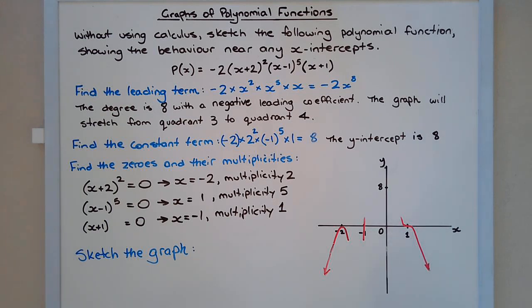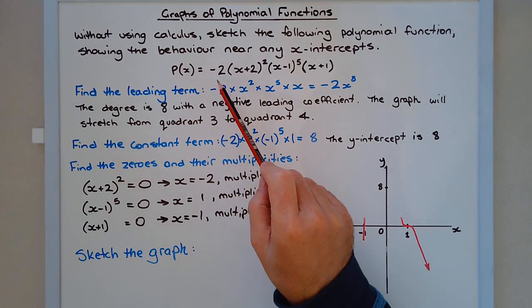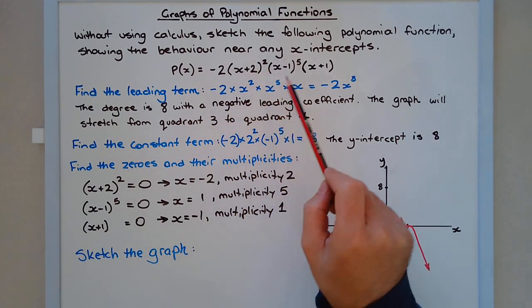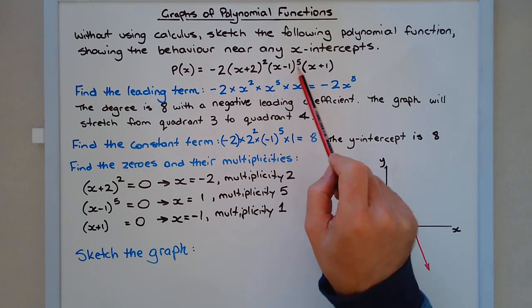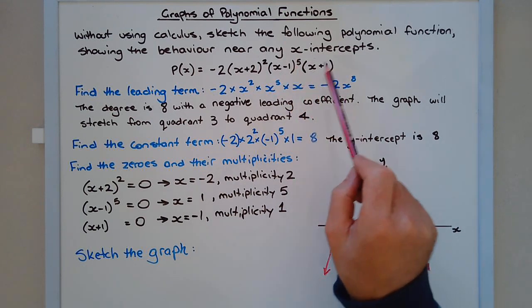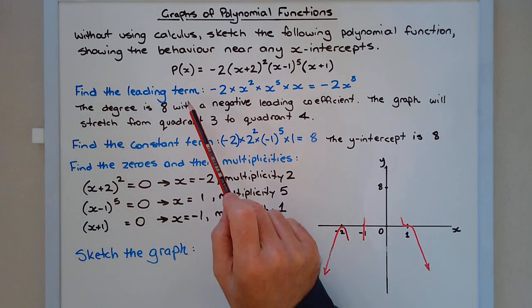Without using calculus, sketch the following polynomial function showing the behaviour near any x-intercepts. P of x equals -2 multiplied by (x plus 2) all squared multiplied by (x minus 1) all to the power of 5 multiplied by (x plus 1). First, find the leading term.